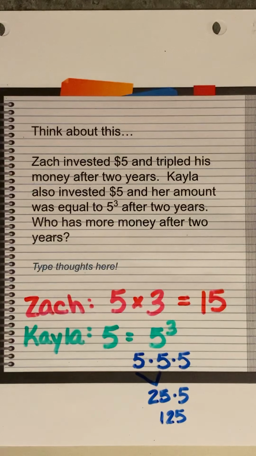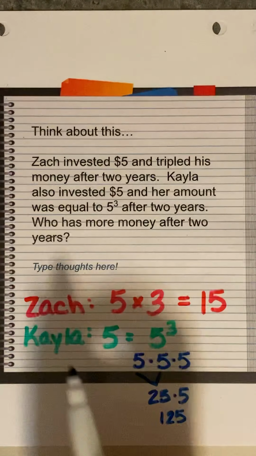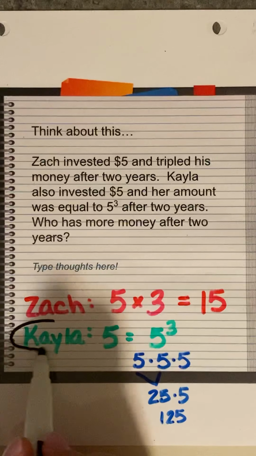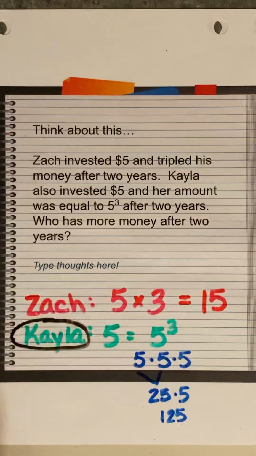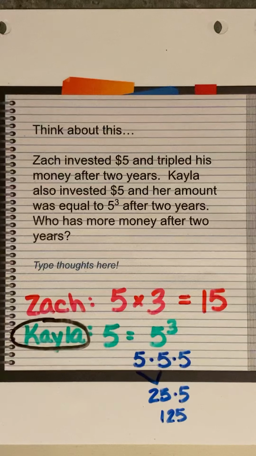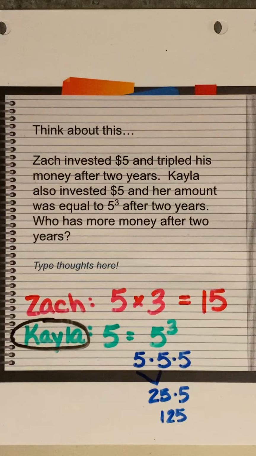Kayla would. She would have more money because her investment was 5 with an exponent of 3, or 5 to the 3rd power. So exponents multiply things a lot quicker and a lot faster than when you just multiply it by another number. So keep that in mind. That was just kind of a challenge for you to think about. And that is all for our mini lesson.